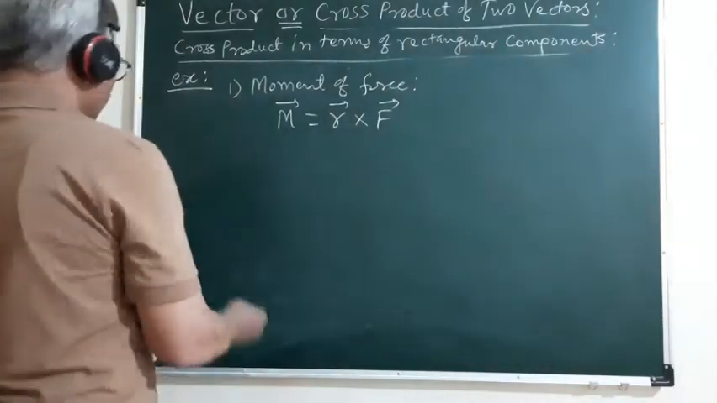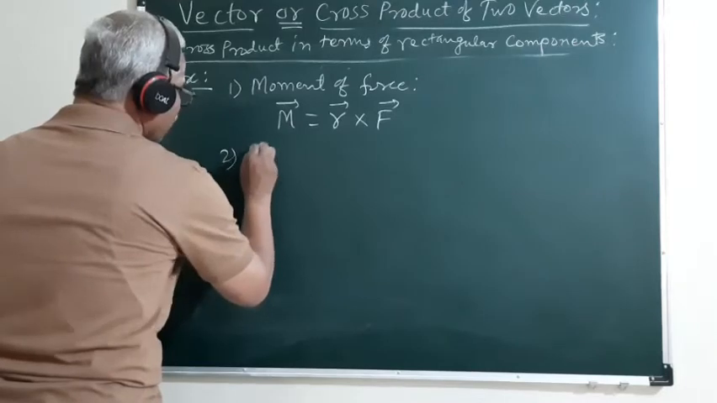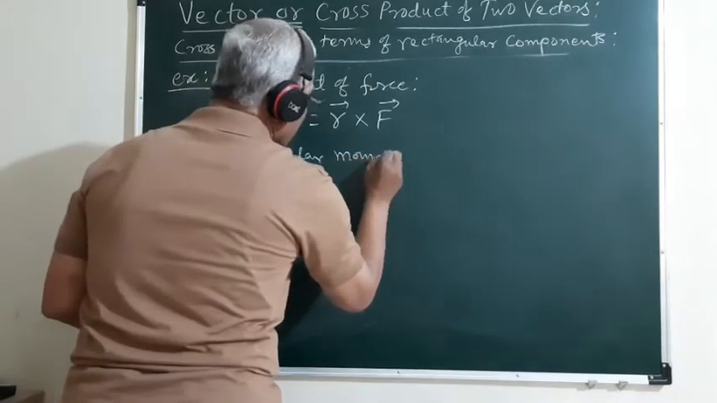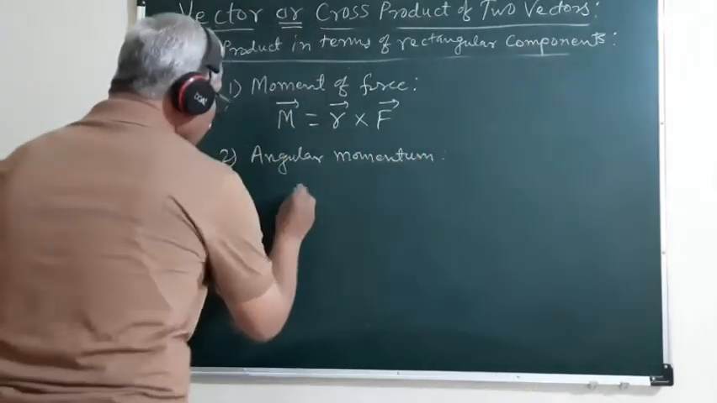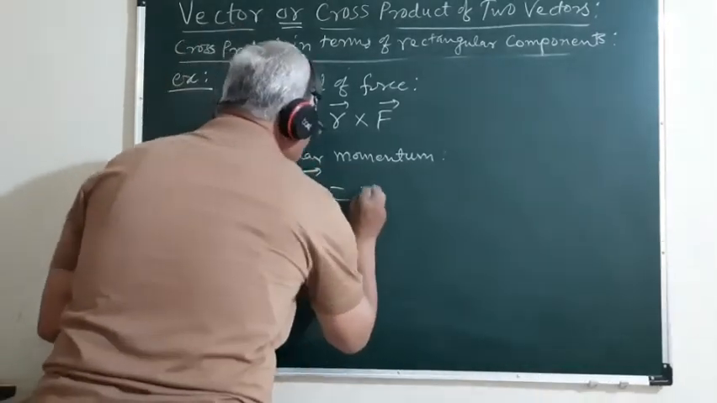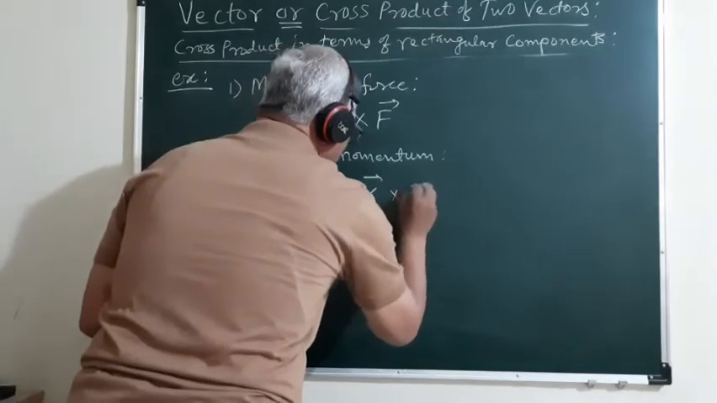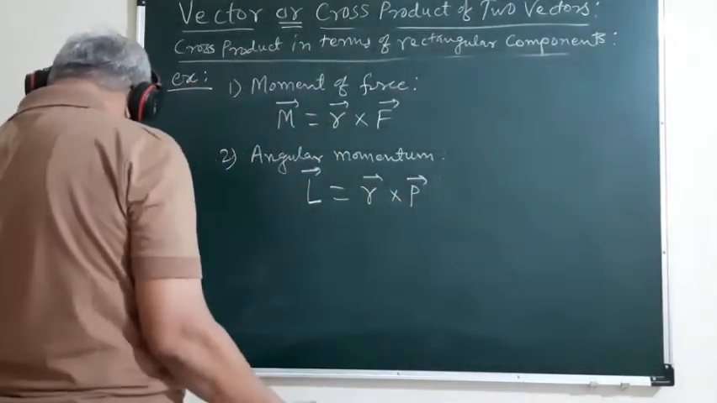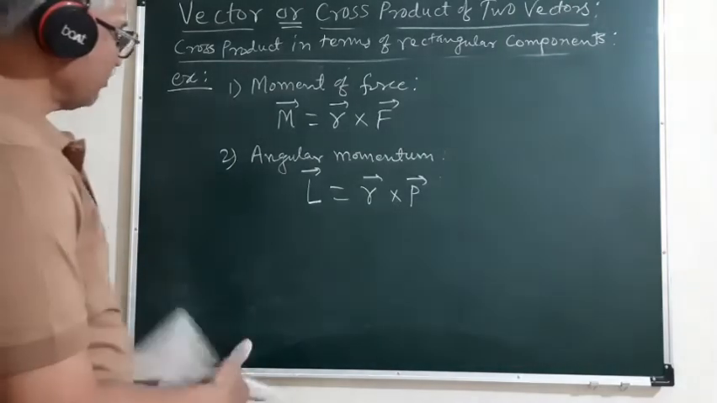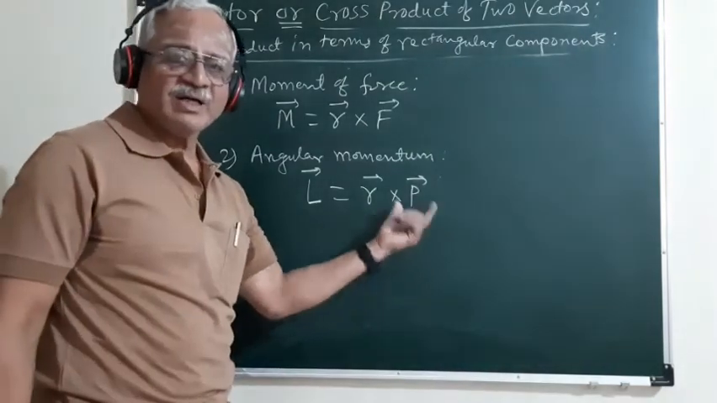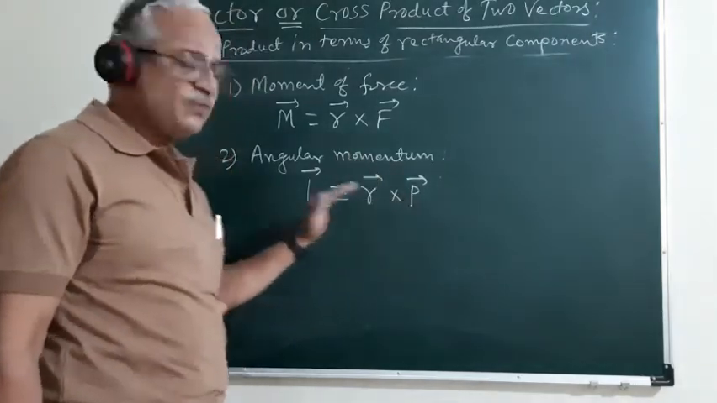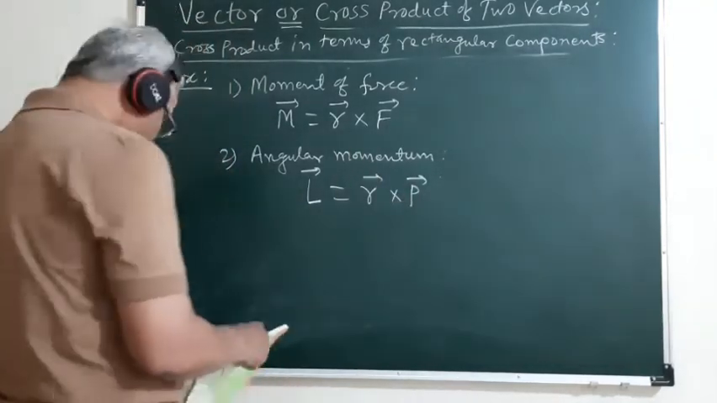Then the angular momentum. The second example is the angular momentum. The angular momentum L bar is expressed as the cross product of R bar and P bar, where R bar is the position vector and P bar is the linear momentum. So the product of these two vectors results into a vector quantity, that is angular momentum.